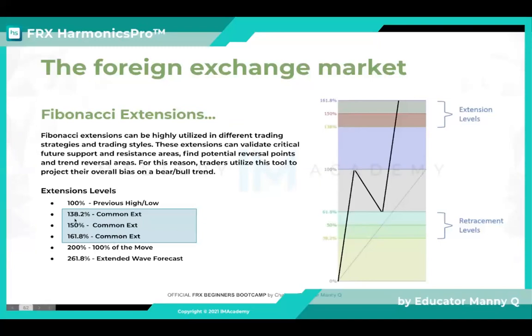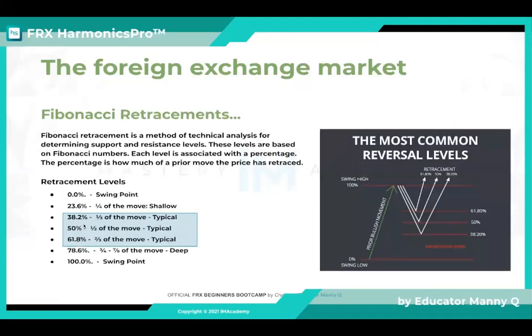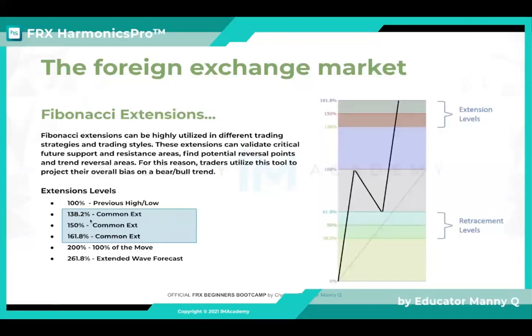Then you have the 138.2, the 150, and the 161.8. These are common extension levels, and they are the derivatives of the 38.2, the 50, and the 61.8. So just like how these are the typical pullback levels, the 138.2, the 150, and the 161.8 are common extension levels inside of the market. Very important to pay attention to.